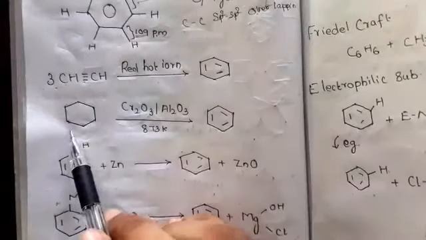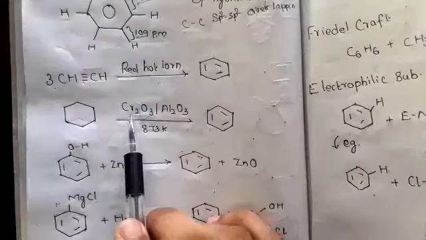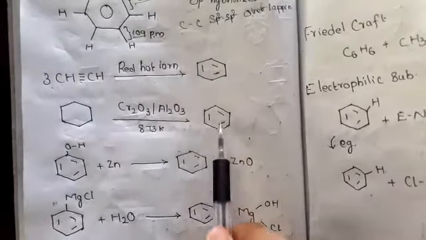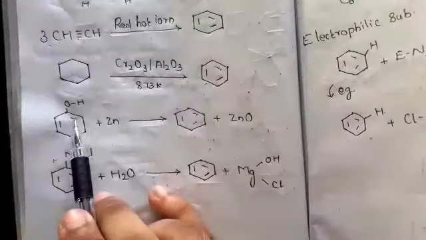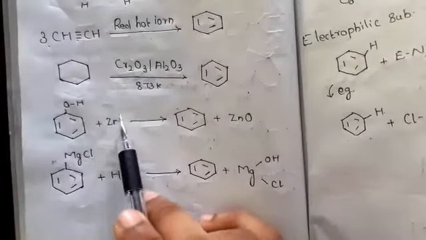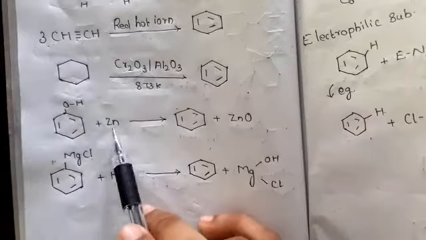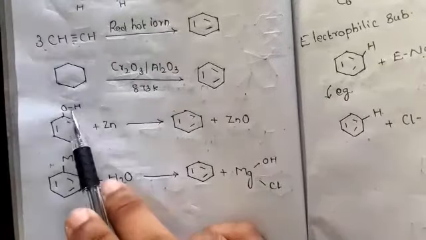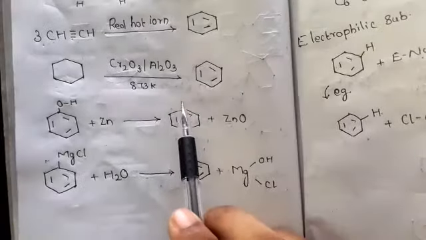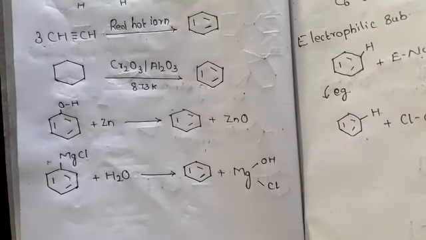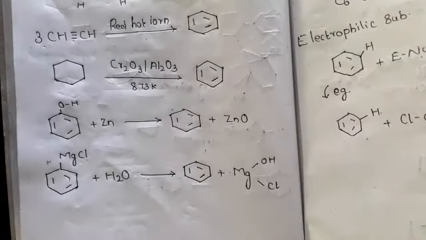So this is hexane. Dehydrogenation of hexane gives benzene. Reduction of benzene gives cyclohexane. Okay, so this is phenol. Phenol on reaction with zinc dust: the zinc and oxygen react and form zinc oxide. If you mention the H also, no matter; if it is not mentioned, also no matter. So you will get benzene.